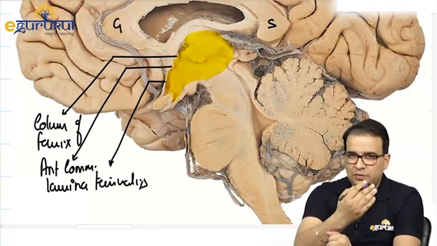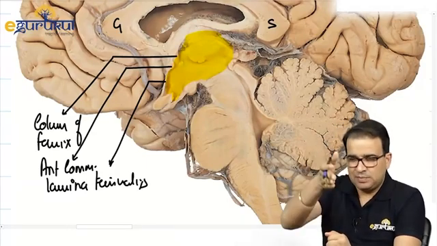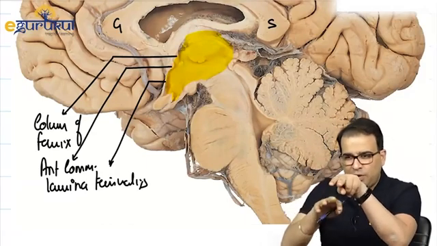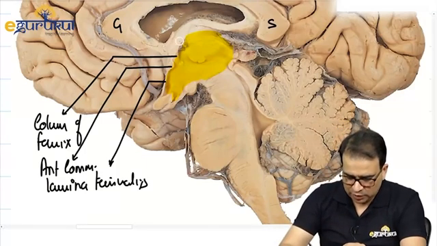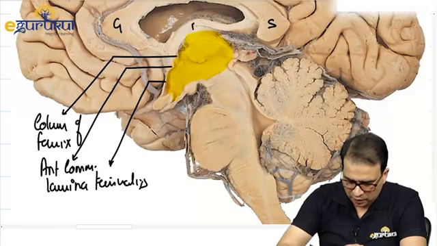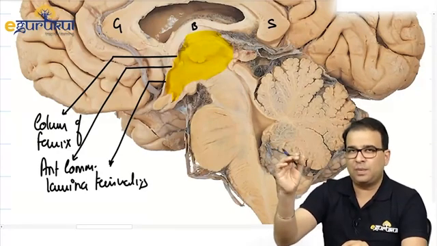In the coronal section, we saw that below the septum pellucidum, we have the fornix, and below the fornix was the choroid plexus. That means the body of the fornix will be somewhere here. This will be the body part of the fornix here. And then we have the choroid plexus also. So body of the fornix and choroid plexus will be in the roof.